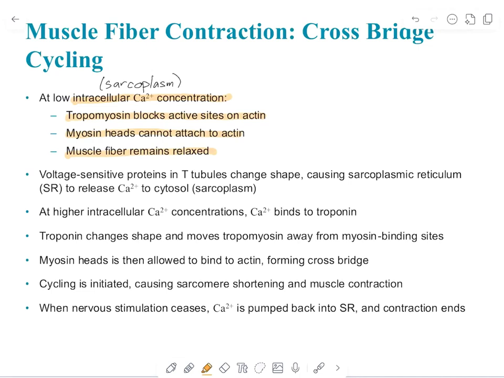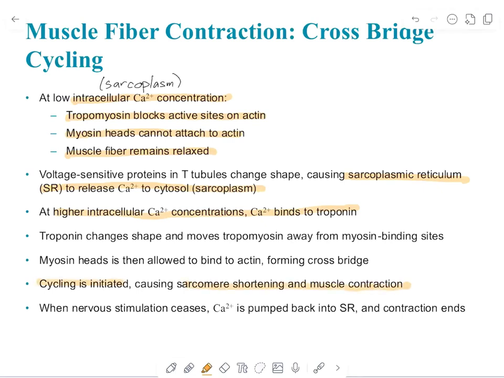Voltage sensitive proteins in T tubules change shape, causing the sarcoplasmic reticulum to release calcium to the cytoplasm. When it does contract, so at higher intracellular calcium concentrations, those calcium ions bind to troponin. So this cycle happens where the myosin then can grab the actin to form the cross bridges. So the cycle is initiated, the sarcomere shortens and the muscle contracts.